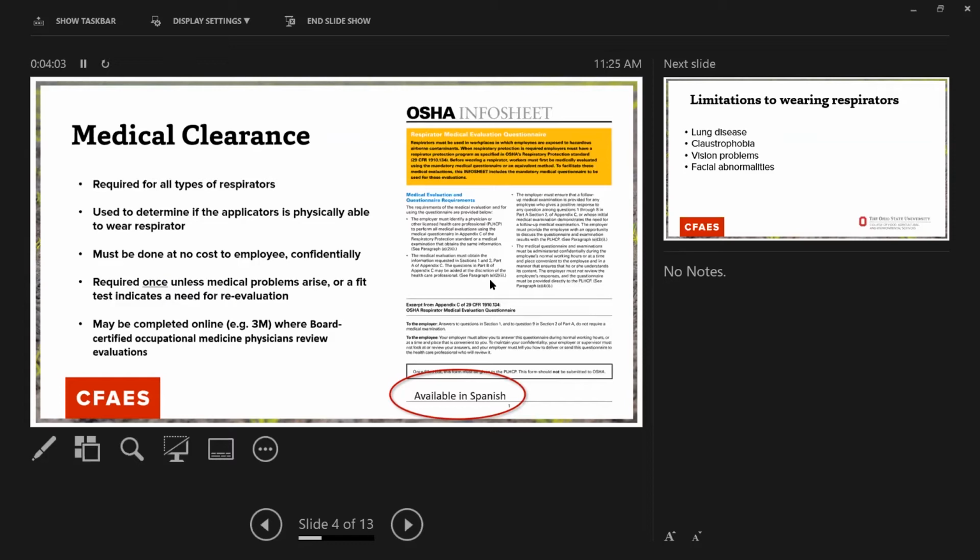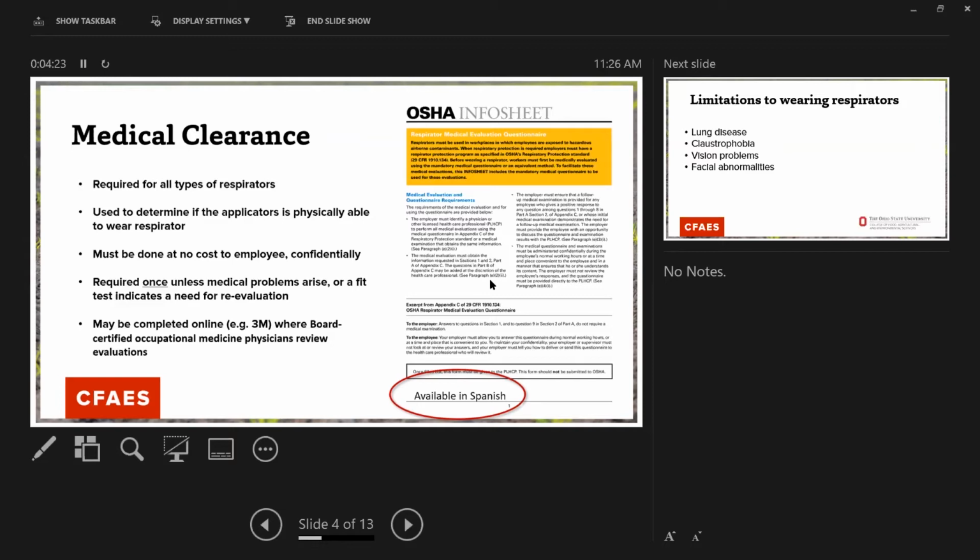Also, the OSHA questionnaire that they need to fill out, all of these responses are confidential. Your employer should by no means have access to the answers on this sheet. The only thing that your employer needs to know is whether or not you pass or fail the test, or whether additional evaluation is required.